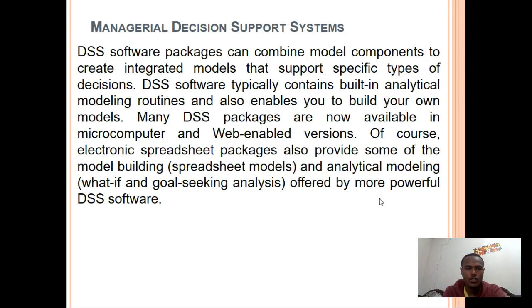DSS software, or decision support system software package, can combine model components to create integrated models that support specific types of decisions. DSS software typically contains built-in analytical modeling routines and also enables you to build your own models. Many DSS packages are now available in microcomputer and web-enabled versions. Of course, electronic spreadsheet packages provide some of the model building.